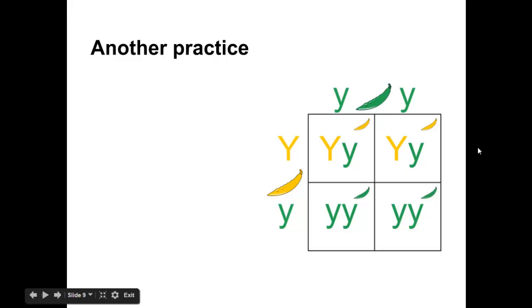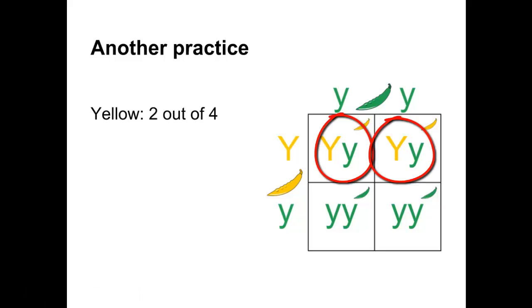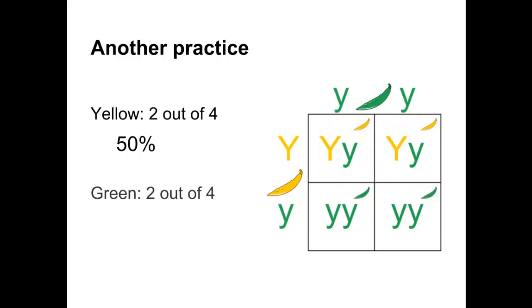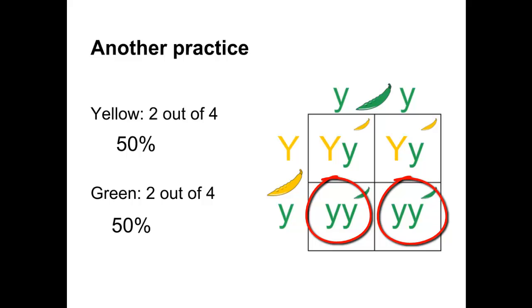All right, here's another practice. We have a yellow pea plant and a green pea plant. Notice the yellow pea plant is actually a hybrid. When we complete the Punnett square, we can see that 2 out of the 4 boxes show the dominant trait, yellow. So we would expect 50% of the offspring, if we cross-pollinated them, to have yellow pea pods, and 2 out of the 4 would have green pea pods. So we would see a 50-50% chance of having either trait.